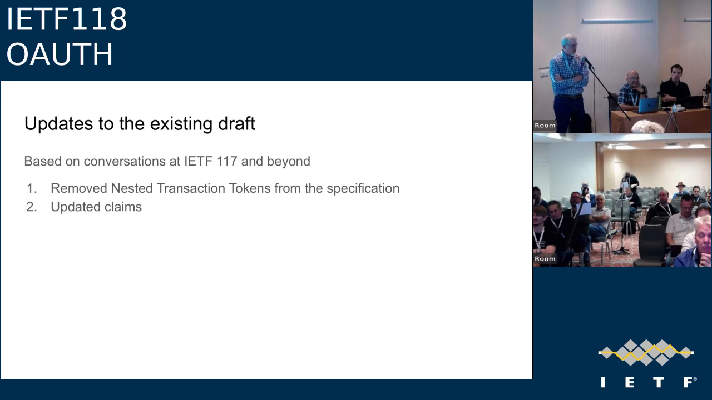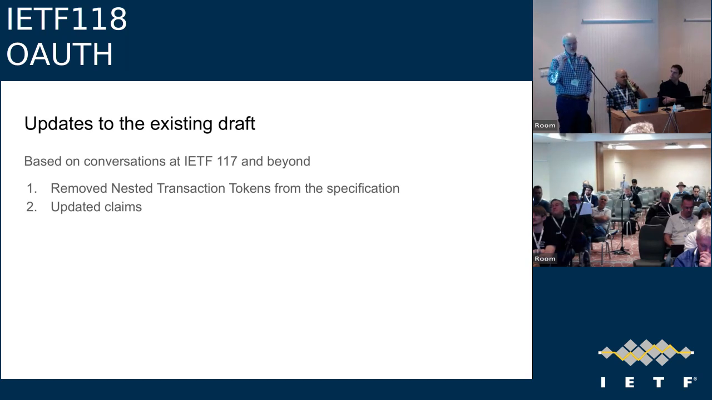So the main things that we've done to the draft since 117, and I feel like we're narrowing down on this, though we have some open questions, is that there are two concepts in the draft today. One of them is the creation of a transaction token at the beginning of the transaction, when the request hits your network or when it's minted.